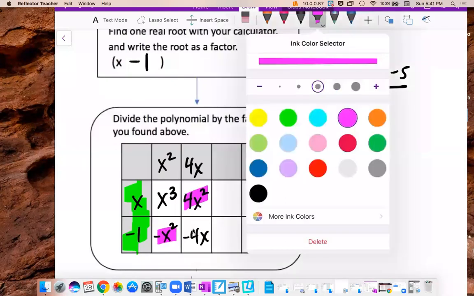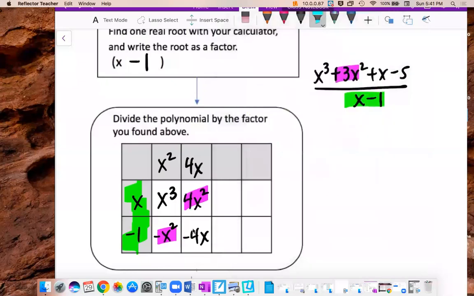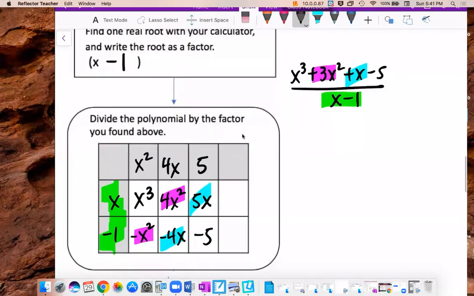Okay, then diagonals again. So I know negative 4x plus this box has to be a positive x. So that means my diagonal has to be a 5x. The box above has to be a 5, so this has to be a negative 5, which works nicely because it should always divide evenly if this factor is going to be a real solution. Okay, so here's what we got. In this division, we now have the answer of x squared plus 4x plus 5.